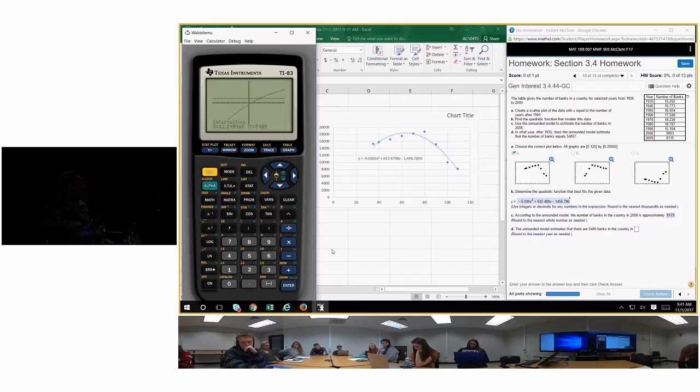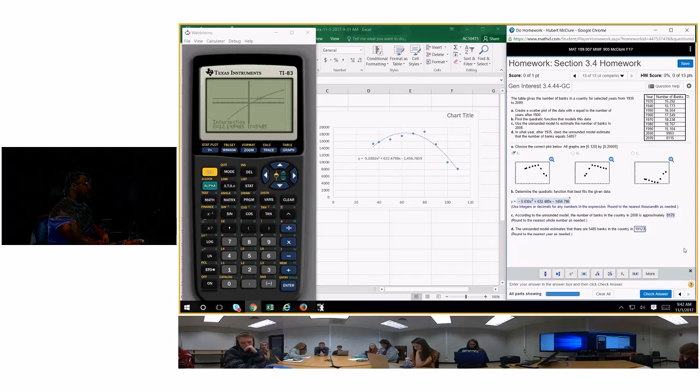And where does it cross the X? At 12.15. What does it say round to? It says round to the nearest year. So 12 added on to 1900 is what? 1912? Mm-hmm. So that'd be 1912.